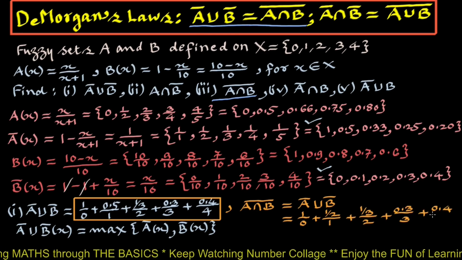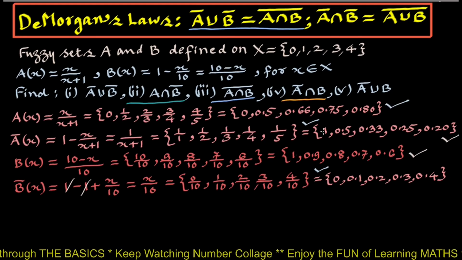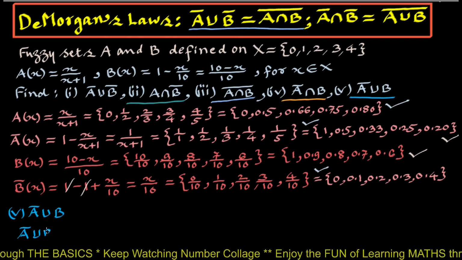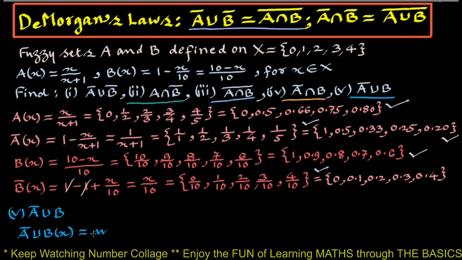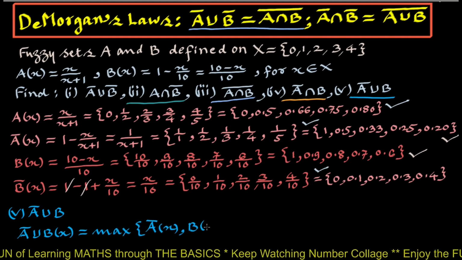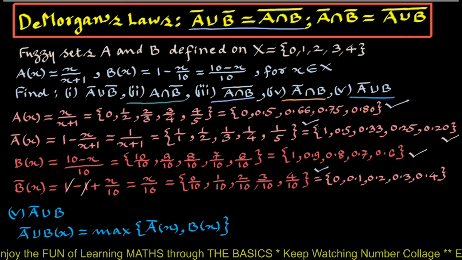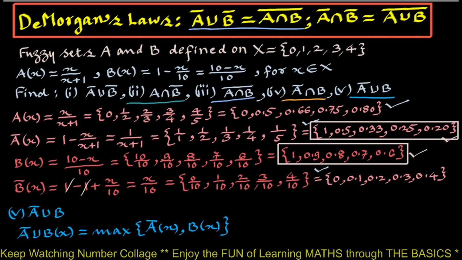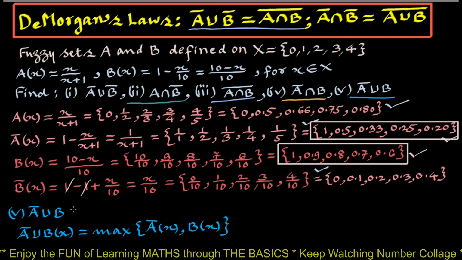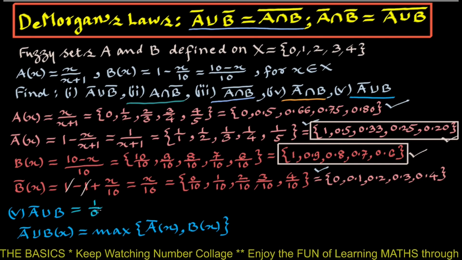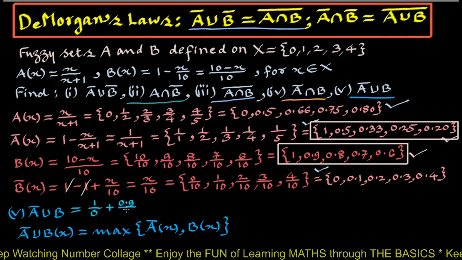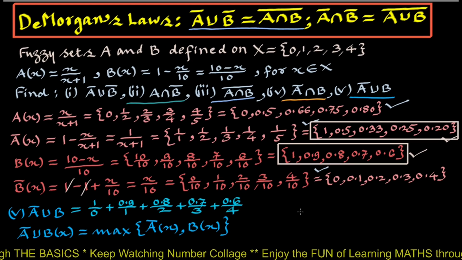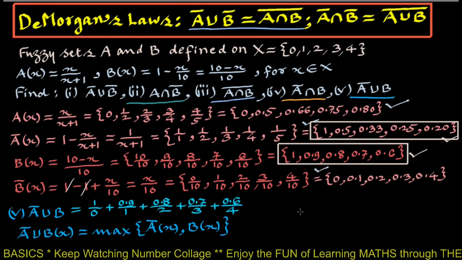plus 0.4 upon 4. Now we will write the answer to the last question, A bar union B, for which we have A bar union B of x is maximum of A bar of x and B of x. For this, we have to focus on these two sets, this one and this one. And now we will directly write A bar union B equals 1 upon 0 plus 0.9 upon 1 plus etc. plus 0.6 upon 4. So that completes the answer to all the 5 questions.